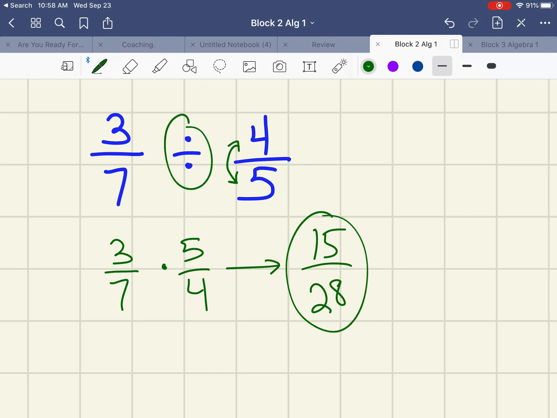That's it. So if you have a division problem, get them to be improper fractions or proper fractions if they're mixed numbers, and then flip the second number. You don't flip the first one, you flip the second number and you change it to multiplication.